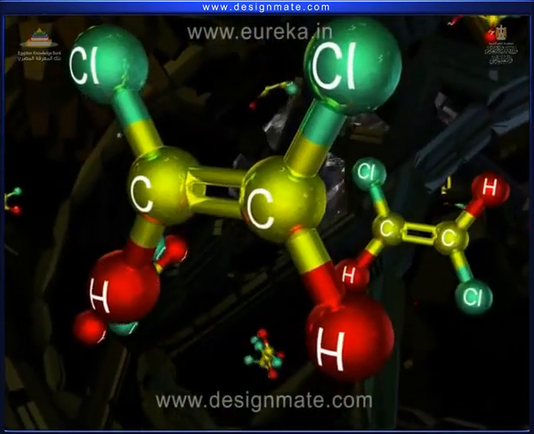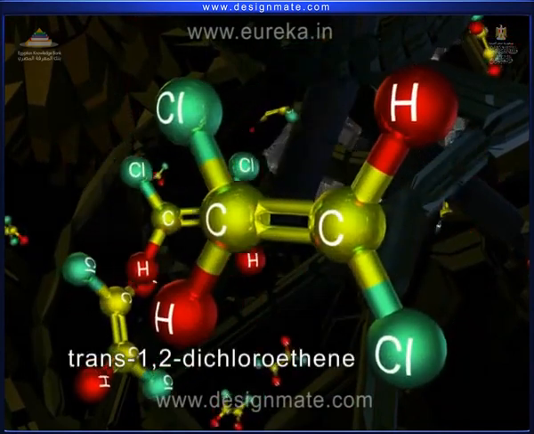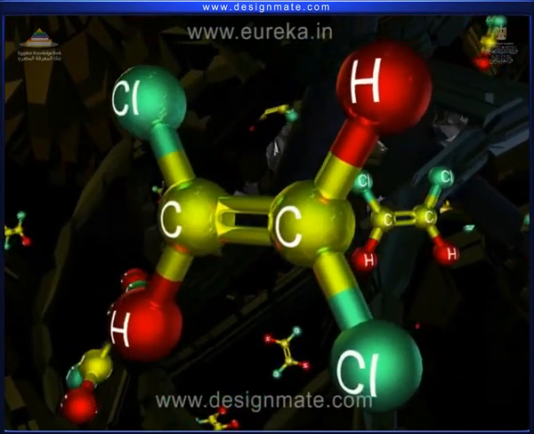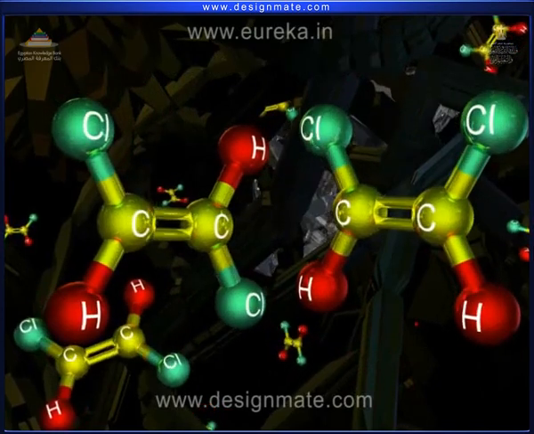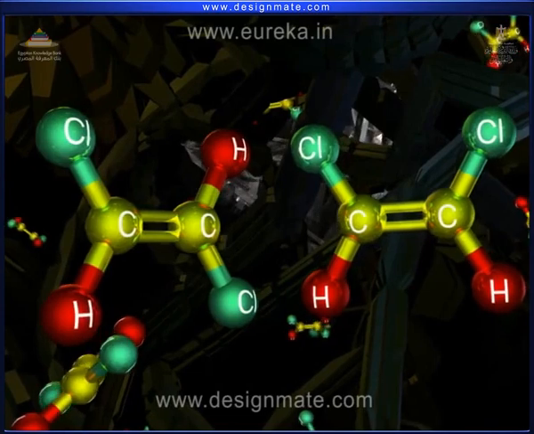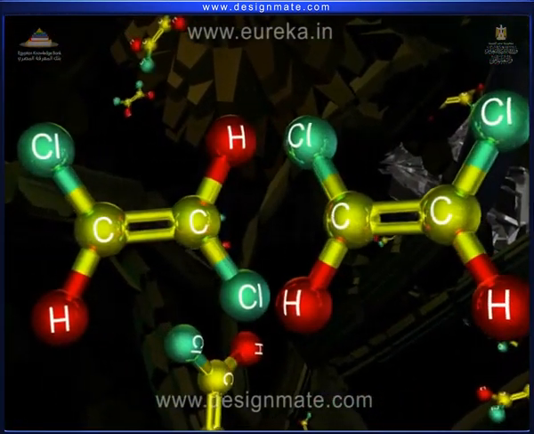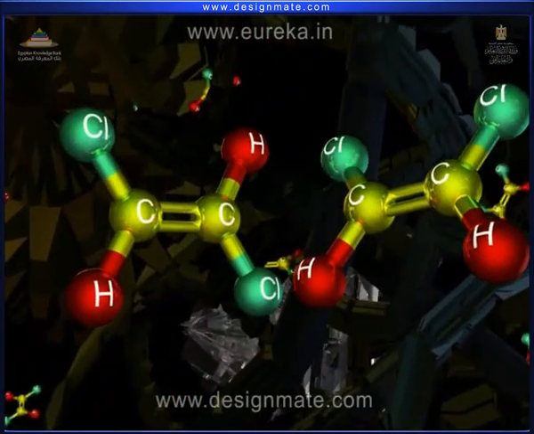For example, cis-1,2-dichloroethene and trans-1,2-dichloroethene are geometric isomers. They have the same molecular formula, C2H2Cl2, and the same structural formula.